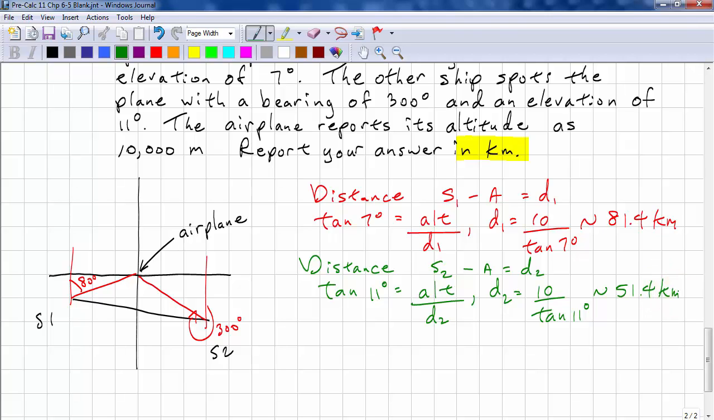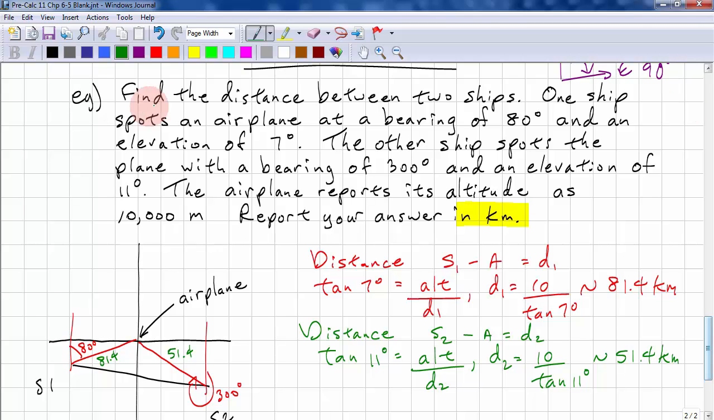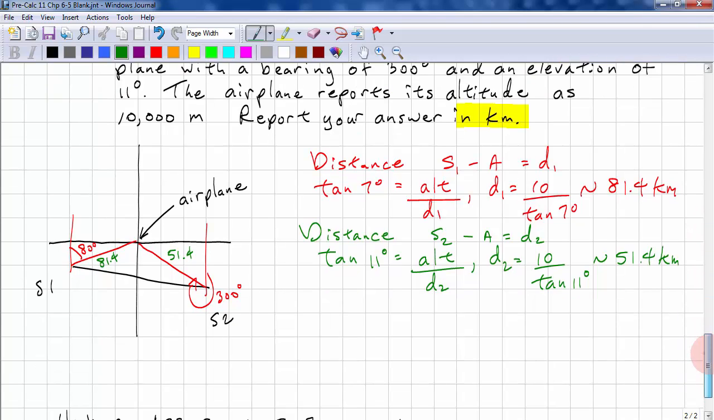Okay, so let's label some of this. This is 81.4. This is 51.4. You can see that this is not to scale. And we need to find the distance between the two ships. So we're looking for, this is D1, D2, and we're looking for D3.